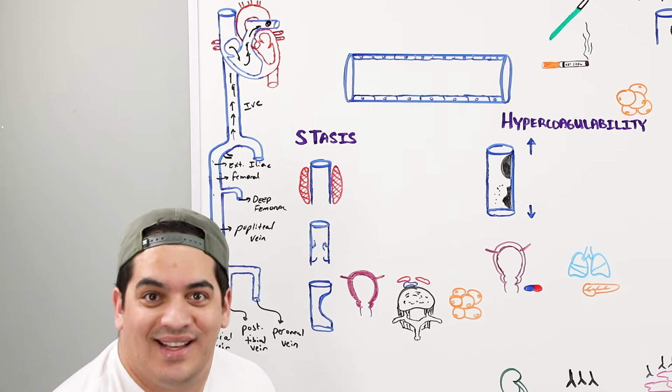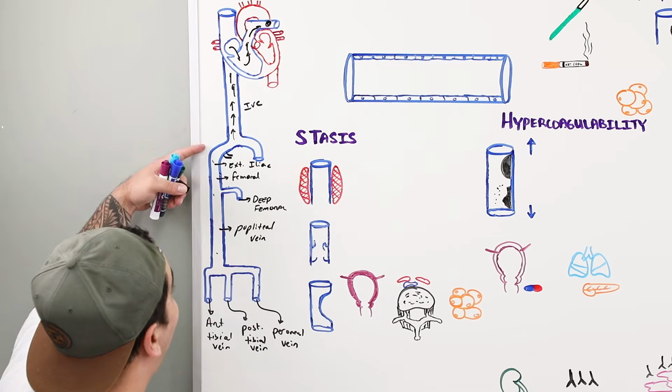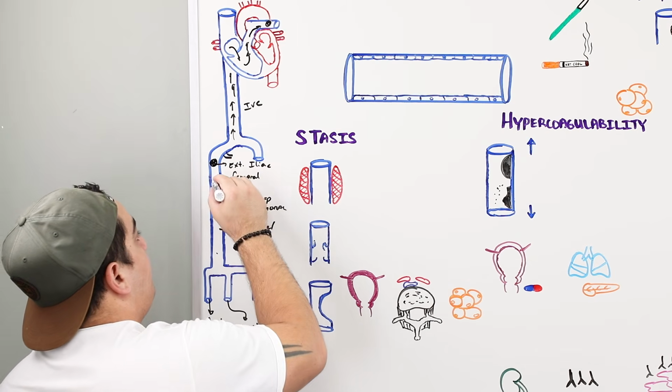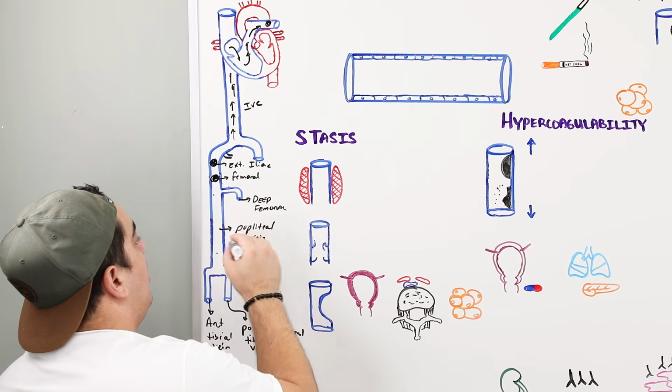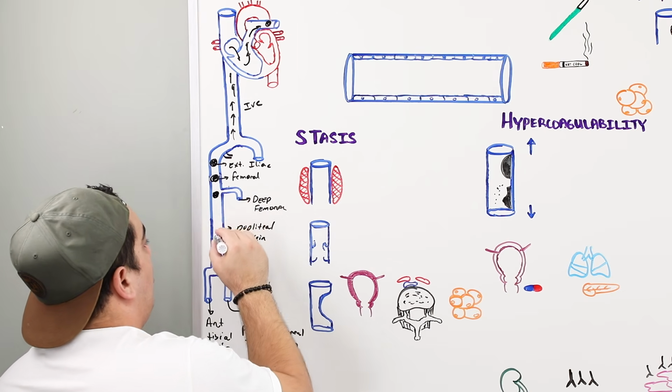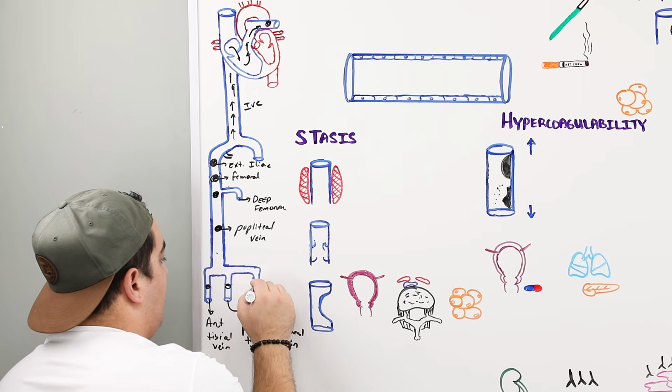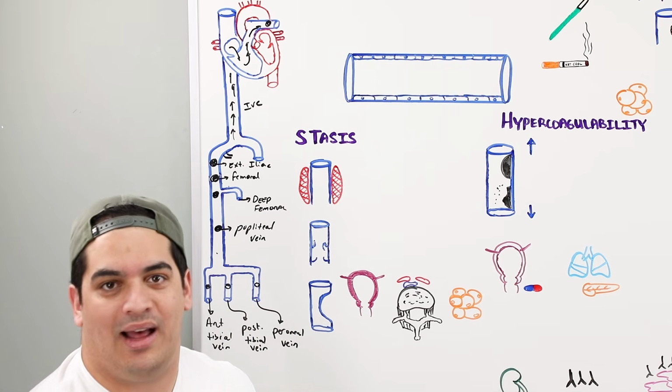So the question is, what in the heck can lead to clots that form within either the external iliac, that form within the femoral, that form within the deep femoral, that form within the popliteal, that form within the anterior tibial, posterior tibial, or peroneal? Let's talk about that.